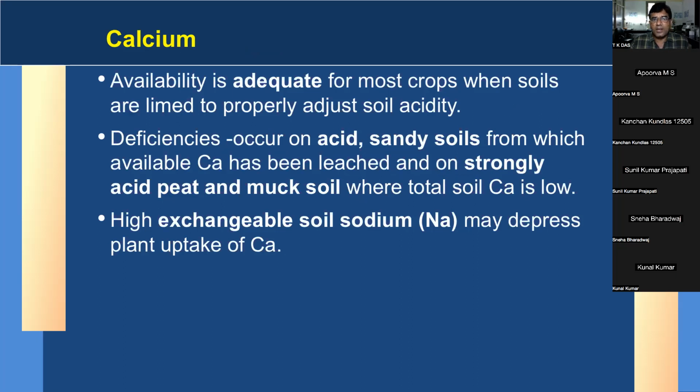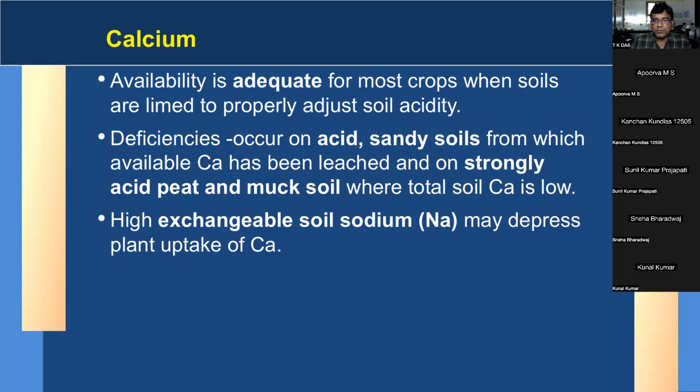Availability is adequate for most crops when soils are limed to properly adjust soil acidity. Means your neutral to alkaline soils are not deficient in calcium. It is mostly acidic soils where you get calcium deficiency. There are certain other kinds of soils, like your sandy soils, from which available calcium has been leached down. In high rainfall areas, calcium may leach down, and on strongly acid peat and muck soils where total soil calcium is low. So these are the kinds of soils where we can experience calcium deficiency.